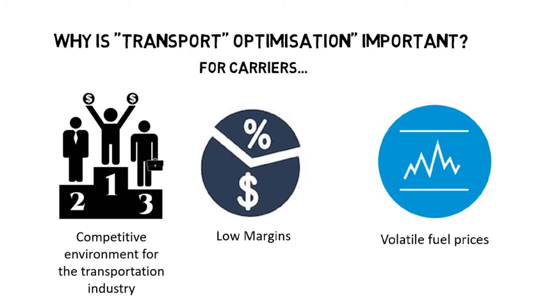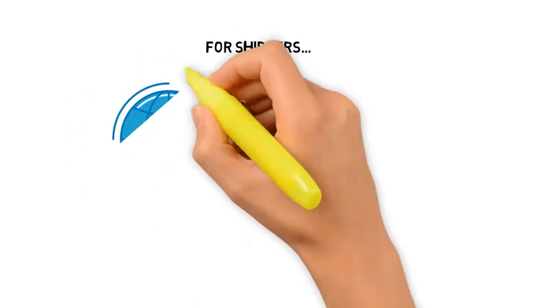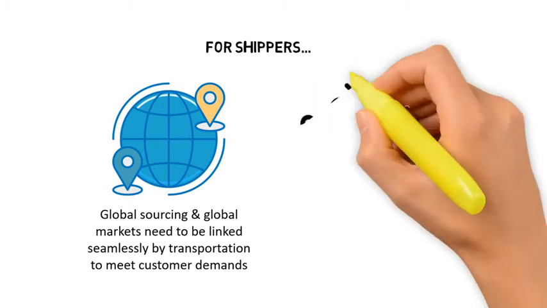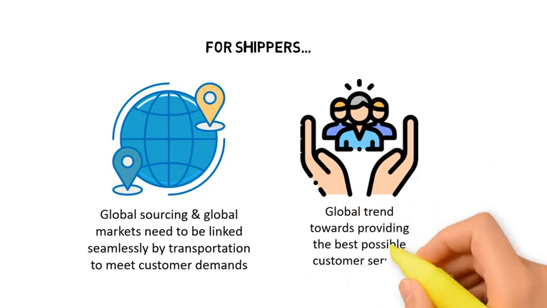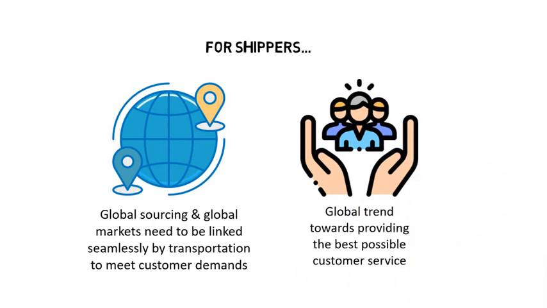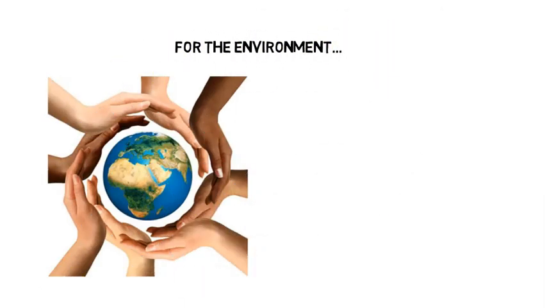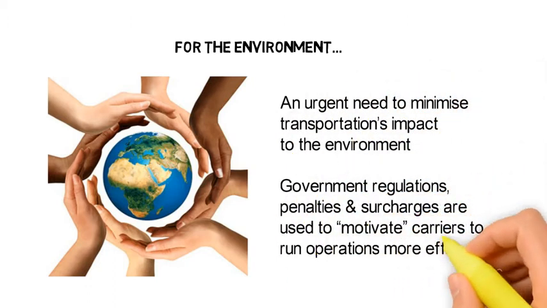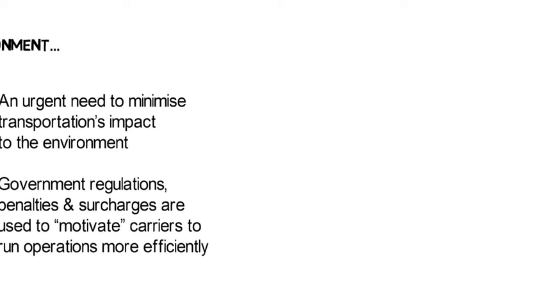operational costs low. From a shipper's perspective, global sourcing and global markets need to be linked seamlessly by an efficient transportation network to meet their customers' demands. This is especially so in view of the global trend towards a focus in customer service excellence, where service has become a critical success factor. Last but not least, from the environment's perspective, as we have learned previously, there's an urgent need to minimize transportation's impact. Government regulations, penalties, and surcharges are used to motivate carriers to run operations more efficiently.